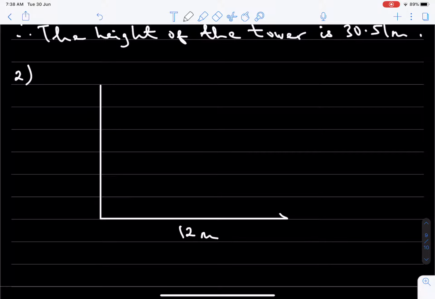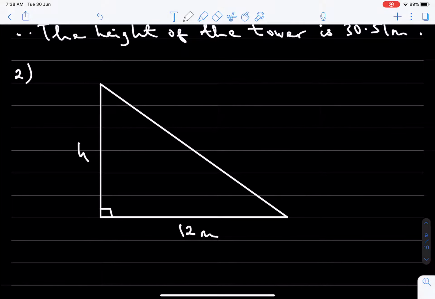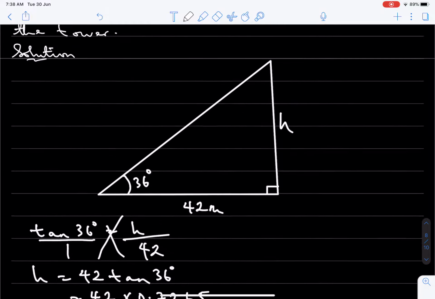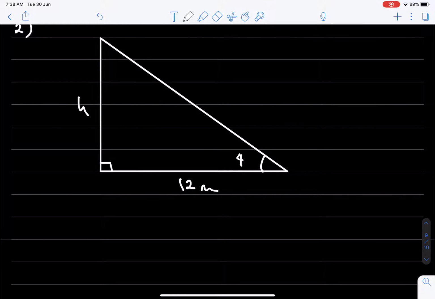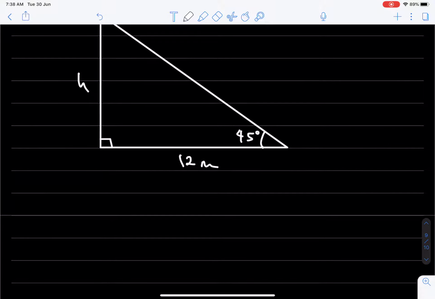you join that to make a triangle, and the tree is standing perpendicular to the ground, so this is a right angle. The height of the tree can be h here, and the angle of elevation of the top of the tree is 45 degrees. That means somebody is looking at the top of the tree from this point, and the angle at that point is 45 degrees, which is the angle the line of sight makes with the horizontal. So we can find h from that.